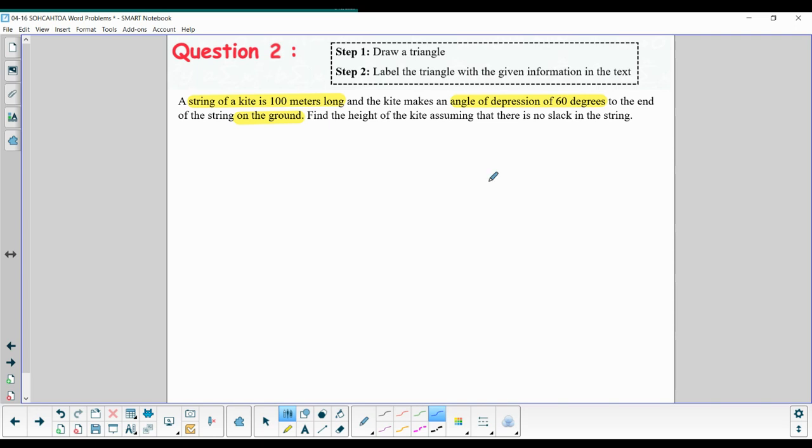Doesn't have to be perfect, so I have myself a kite, and this kite is flying in the sky, and it says there's no slack in the string, so it's not a cute little swirly string. It's going to be a string that makes a direct straight line to the ground. But remember that a kite makes an angle, so it's not a straight up and down line. That's the side that we want to find. So we are going to make ourselves a triangle out of this.